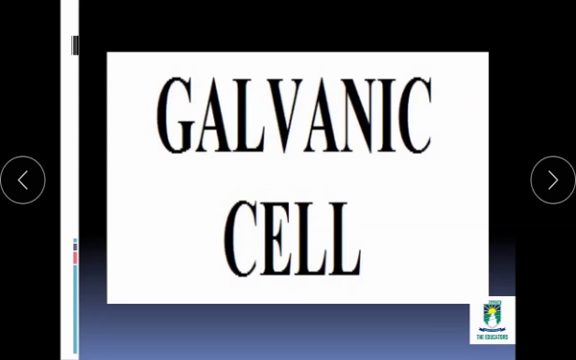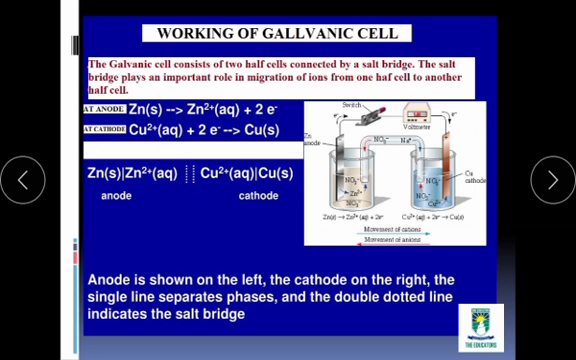Galvanic cell. How can we define a galvanic cell, and how does it work? The electrochemical cell in which a spontaneous chemical reaction takes place and generates electrical current is called a galvanic cell or voltaic cell, and the example of this cell is the Daniell cell. I am repeating: the electrochemical cell in which a spontaneous chemical reaction takes place and generates electrical current is called a galvanic cell, or a voltaic cell.